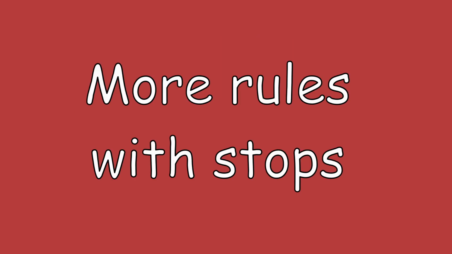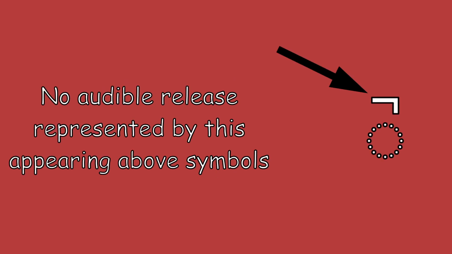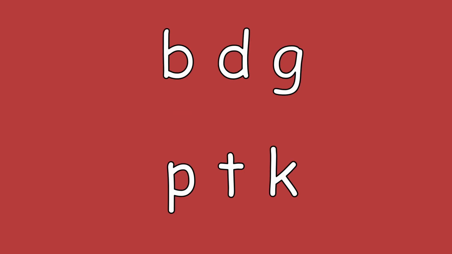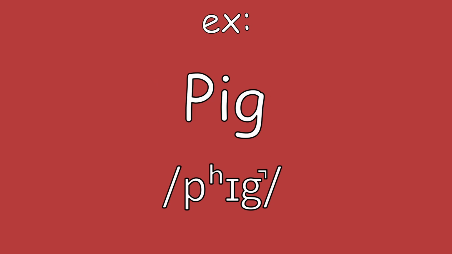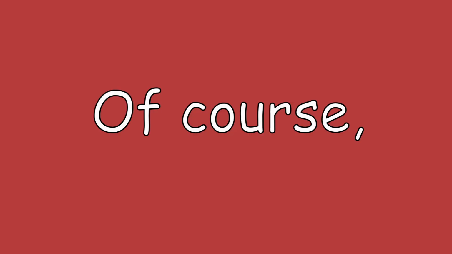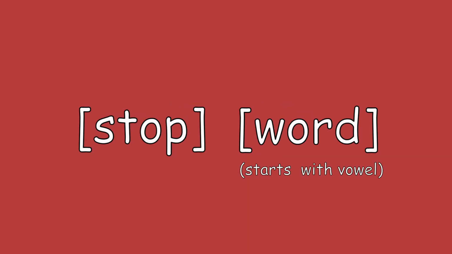Now, there are more rules with stops. If a stop is at the end of a word, it can have what is called a no audible release. For example, in the word "lip," the P becomes almost silent in a way. This can happen with any voiced or voiceless stop. Neck, pig, tub. You place your tongue as if you're going to actually make the sound, but you don't release anything. Of course, if the word after this stop starts with a vowel, the stop has an audible release. Take "my lip is red," for example. The P has an audible release.